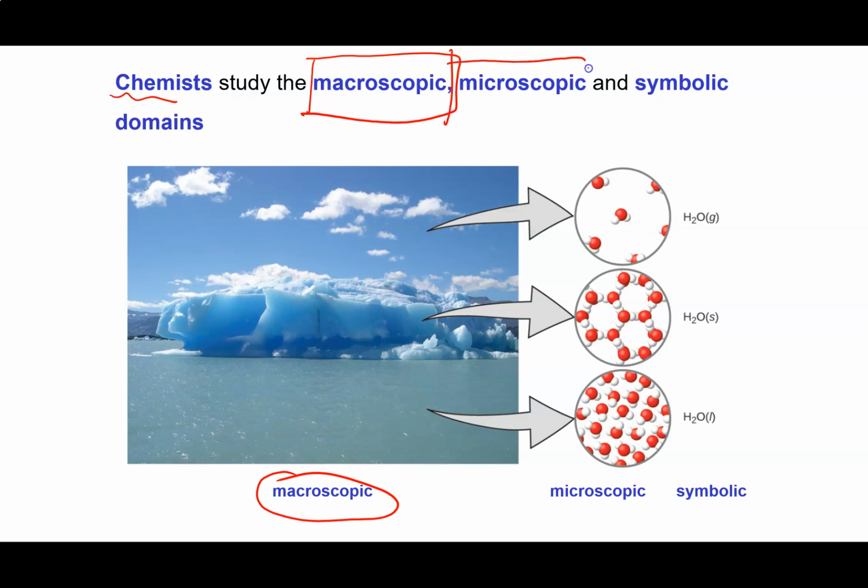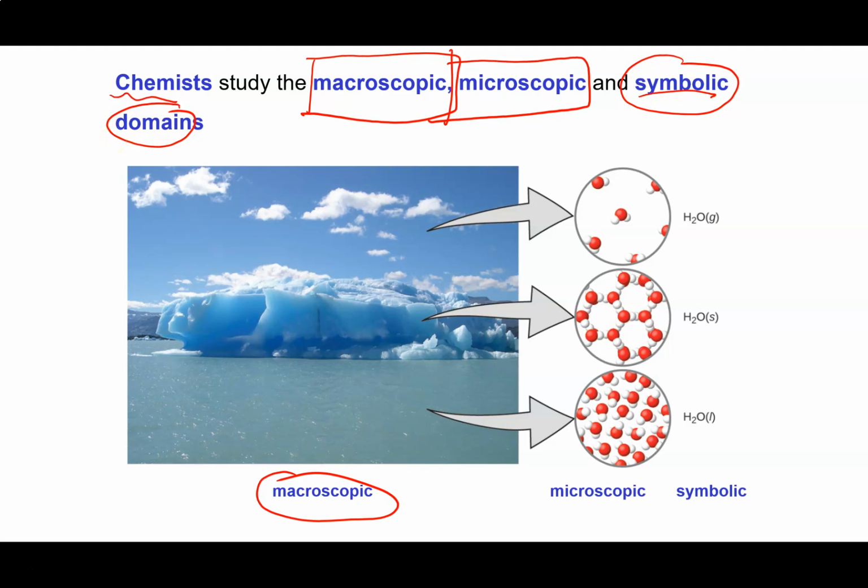Chemists also study things on the microscopic domain. That is, we study things like subatomic particles, we study atoms, we study molecules, we study microorganisms, proteins, DNA, viruses, things that are too small to see without the aid of instrumentation. And then some chemists, and this will include you, are not looking at objects that exist in the physical world at all. They're dealing entirely with symbolism.